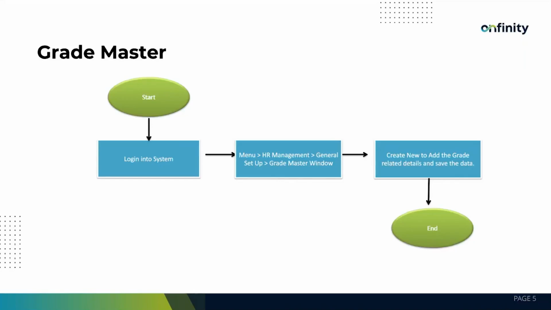First, you will log into the Onfinity system as the admin. From the main menu, you will navigate to the HR Management folder. Under HR Management, go to General Setup, and then open the Grade Master window. You will then use Click Create New Record to add grade-related details and fill in the necessary information. Finally, use Click Save to store the new grade in the system.